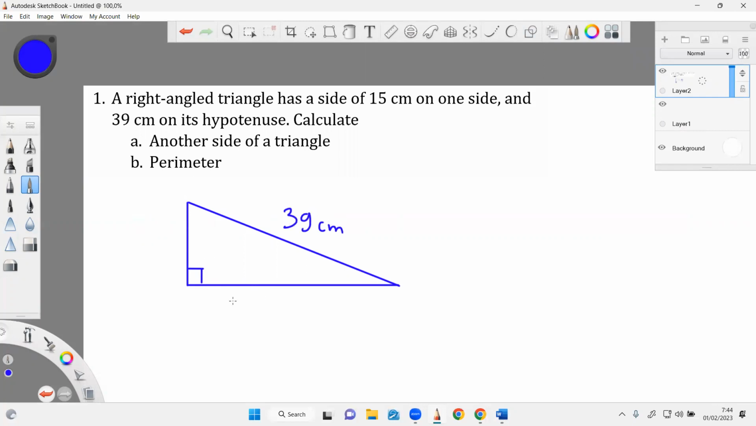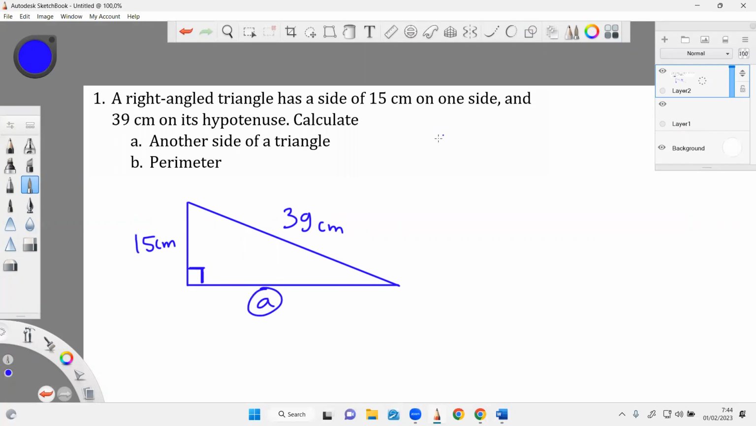What do you think, where is 15 located? Left or the bottom? Left. Why? Because it's in scale, right? Try to put it as logically as you can. So this is the unknown, the other side, let's say A.